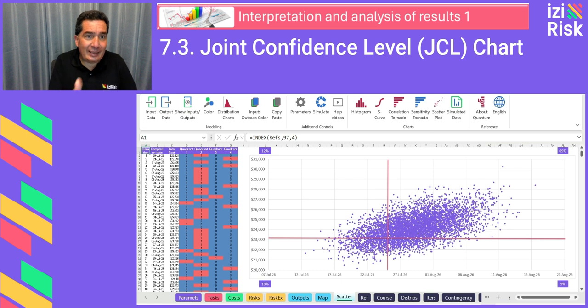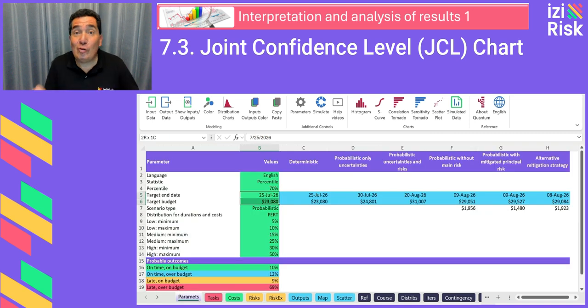This shows that the deterministic scenario, July 25th, 2026, and $23,000, is too optimistic. In real life, it is unlikely to happen due to the uncertainty in task durations and costs. Conclusion: we need more realistic targets. A common strategy is to use the 80th percentile to set targets with a higher chance of success.